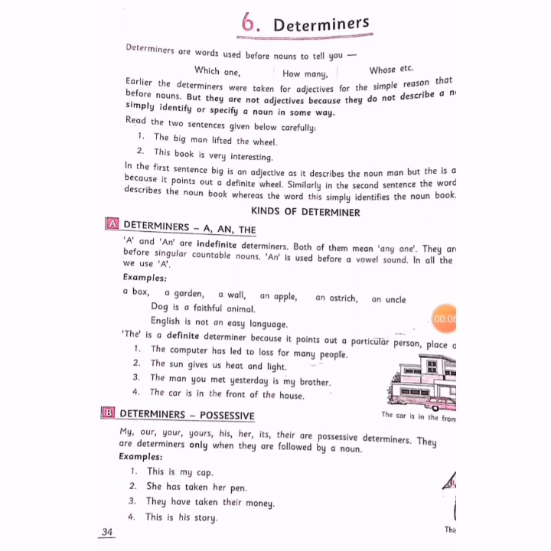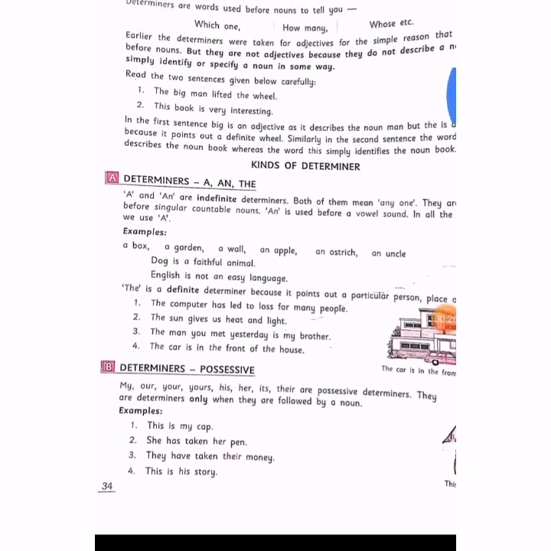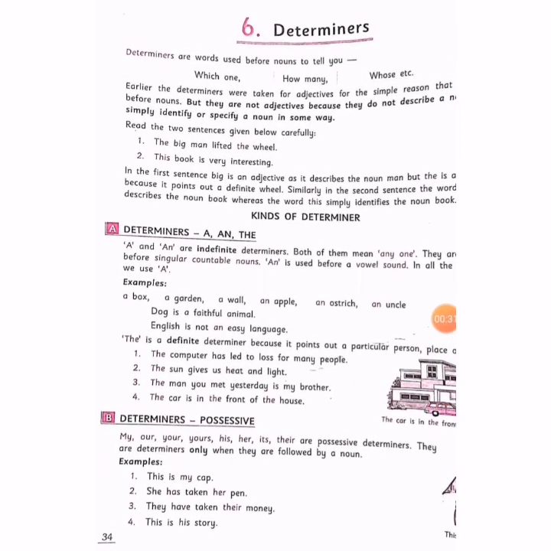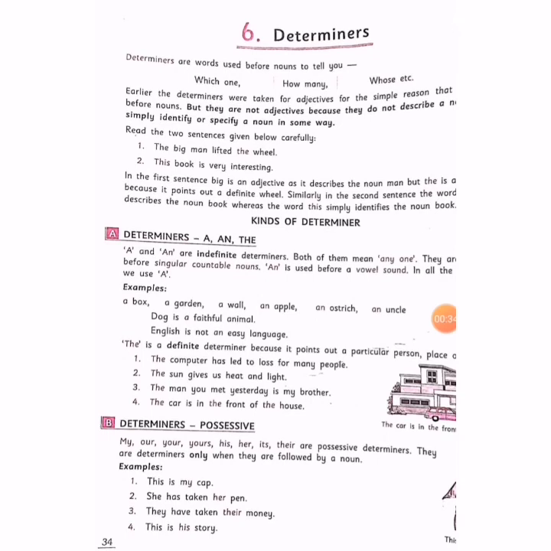Now, today we will start with the sixth chapter of the grammar, that is determiners. Determiners: it is a word that decides, limits, or determines something about the noun. These are the words that are used before nouns to tell you which one, how many, whose, etc. Earlier, the determiners were taken for adjectives for a simple reason that they came before nouns, but they are not adjectives because they do not describe a noun. They simply identify or specify a noun in some way.